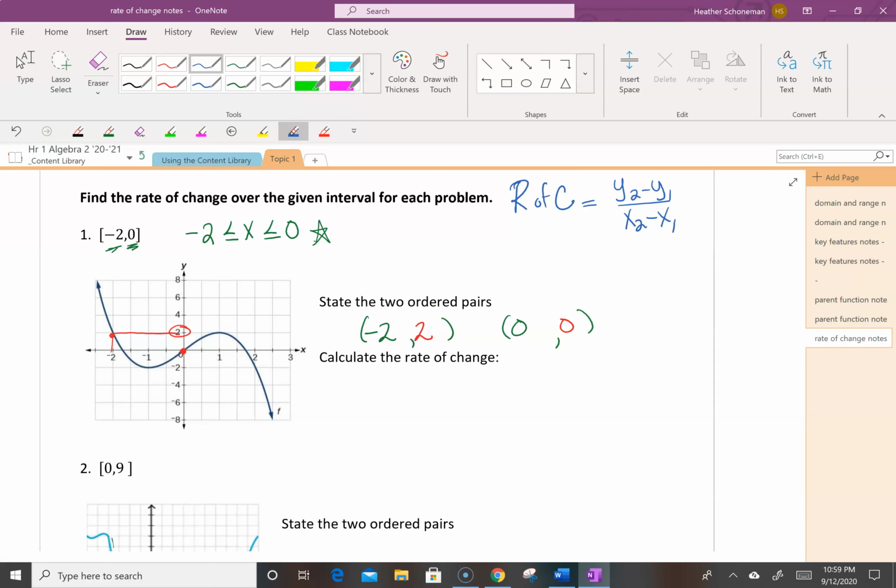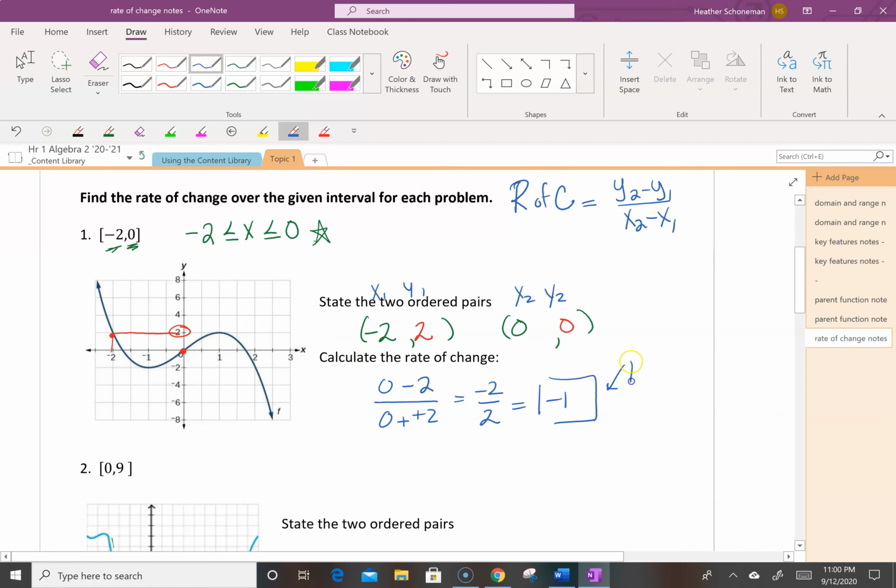And now that you have your points, now you can do your slope. This would be x1, y1, x2, y2. So you can plug it in, and you'd have 0 minus 2 over 0 minus -2. So we get -2 over 2, which is just -1. And this right here is your rate of change for that interval of the graph.